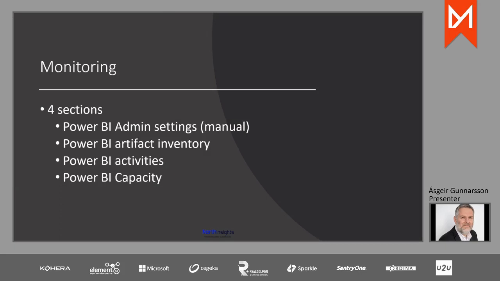First of all, I'm going to do the Power BI admin settings, and this is a completely manual process, although you can do some of it with automation. You can get some of it from the activity log, but it doesn't give you the full picture. I'm going to show you how you can do an artifact inventory. I'm going to talk about the Power BI activities and then the capacities. Okay, let's do the first one first.